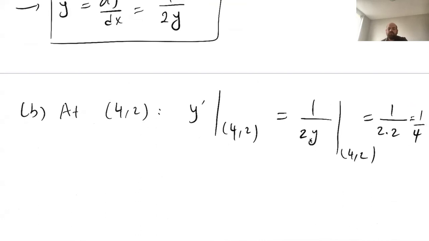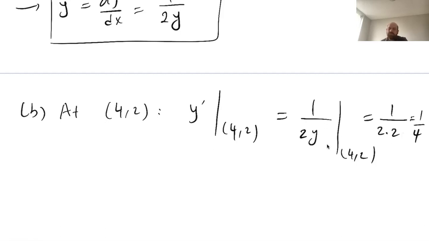It's 1 over 2y. So if I want to evaluate it at the point (4, 2), I have to look at the y value because it's 1 over 2 times y, right? The y value of this point is 2. So I use the y value, which is 2, replace it here, and I get 1 over 2 times 2, which is 1 over 4. What about the x value?